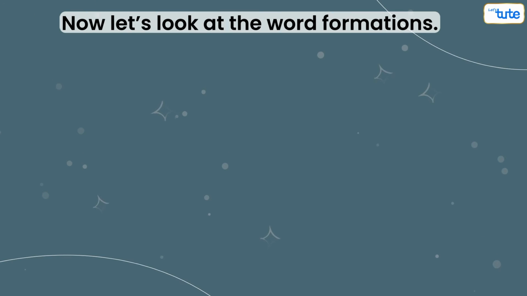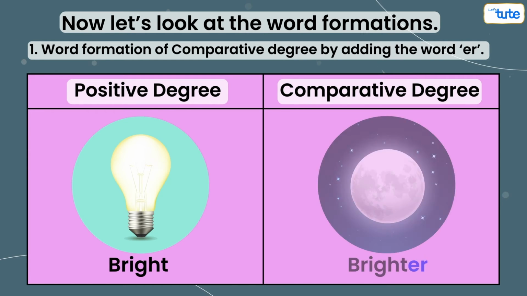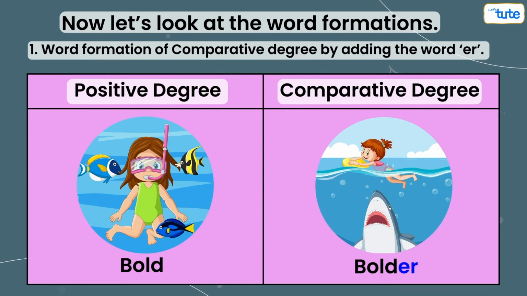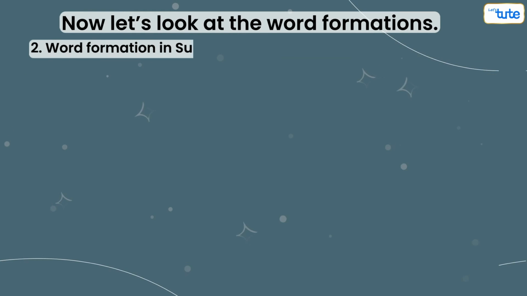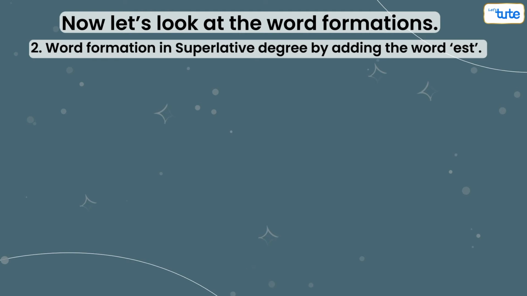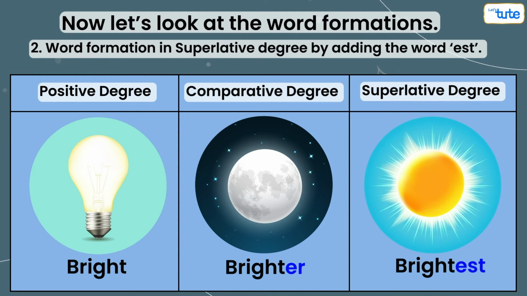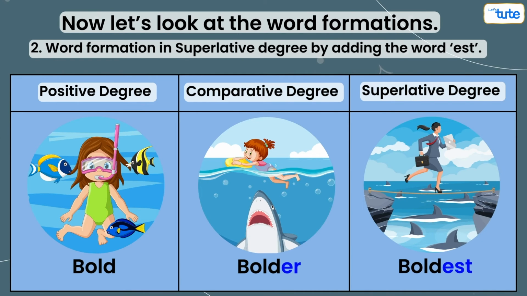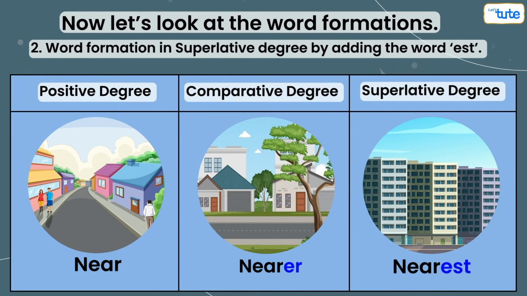Now let's look at the word formation. Word formation of comparative degree by adding er. When bright is positive, comparative becomes brighter. Bold in positive becomes bolder in comparative. Near in positive becomes nearer in comparative. Word formation in superlative degree by adding est. Positive bright, comparative brighter, superlative brightest. Positive bold, comparative bolder, superlative boldest. Positive near, comparative nearer, superlative nearest.